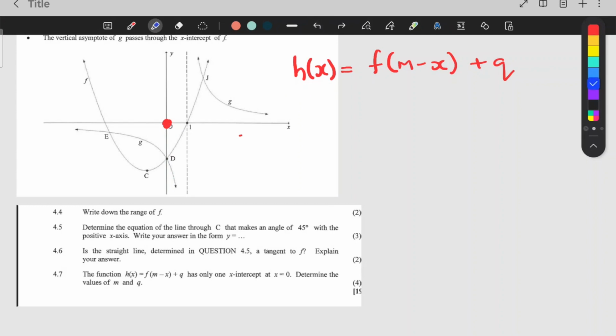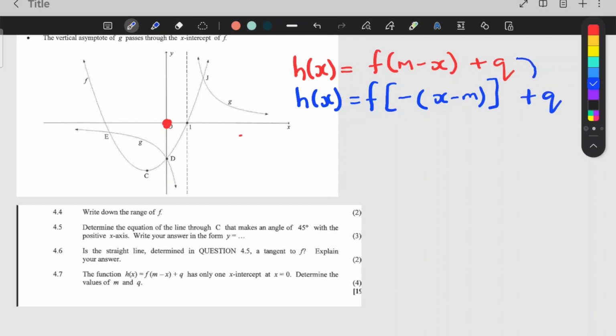Okay, so the first thing I notice is that normally, when you transform a graph, let's say it shifts left or right, and there's a minus, it was supposed to look like that, not a minus x. If it was a plus, the order doesn't matter. So I am first going to rewrite this h of x. I'm going to take the negative out, then inside the bracket, I'm going to switch around, close the bracket, and then plus q. So this is the same as this.